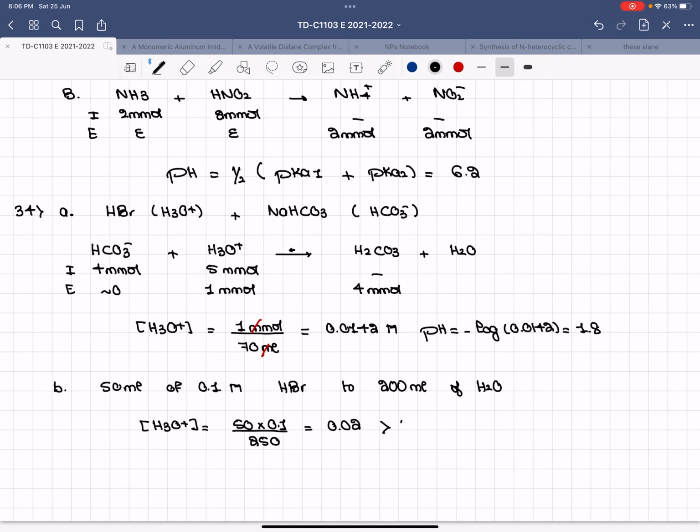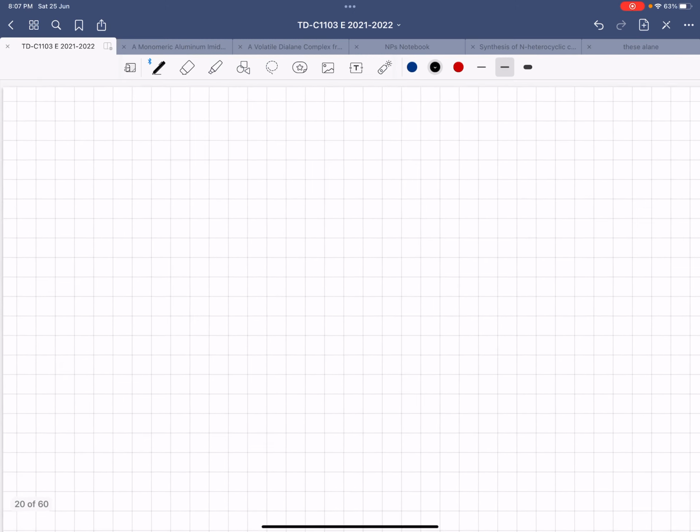Which is greater than 3.2 times 10 to the power negative 7, so validity holds. Then the pH is negative log 0.02, which is around 1.7. Find the actual value, which I think it has to be 1.68 something. Good. Part C.